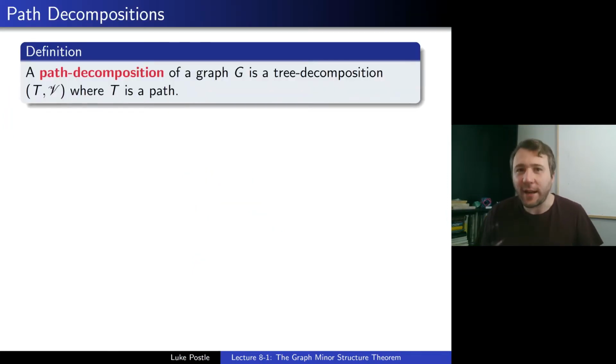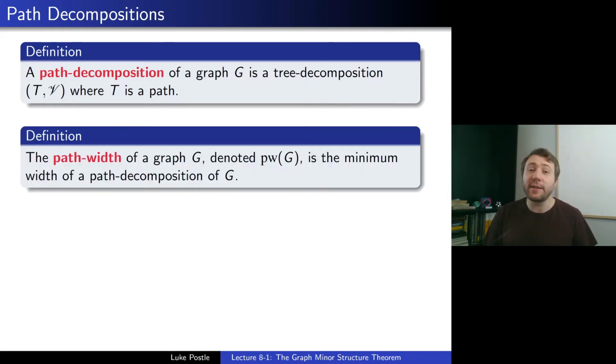Before we do that, I thought we'll need one additional ingredient, which is like tree decompositions, but they're called path decompositions. So let me explain that first. A path decomposition of a graph G is a tree decomposition (T, V), where T is a path. So you're doing this decomposition, but only in a path-like way instead of tree-like way. Path decompositions are a bit easier to work with than tree decompositions.